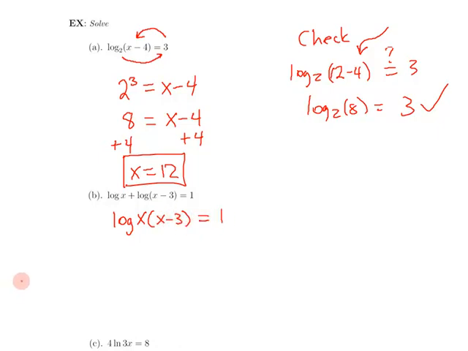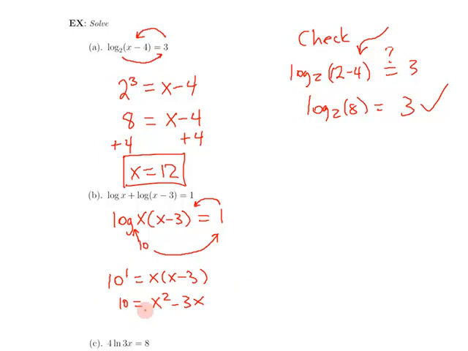So I can rewrite the equation as such. Now, what's the understood base? The understood base, since there is not one, is 10. So my equation, by definition of logarithms, looks like this. 10 to the first is equal to x times x minus 3, or 10 is equal to x squared minus 3x.